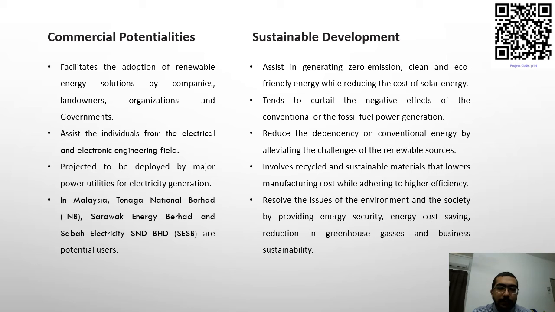It mainly assists individuals from the electrical and electronic engineering field and is projected to be deployed by the major power utilities for their electricity production. In Malaysia, TNB, SEB, SESP are the potential users. Therefore, as the utility industry persists to confront the influence of the environmental hazards due to the conventional energy resources, this renewable energy resource has the potential to combat this challenge effectively.